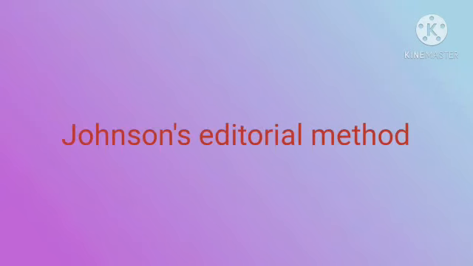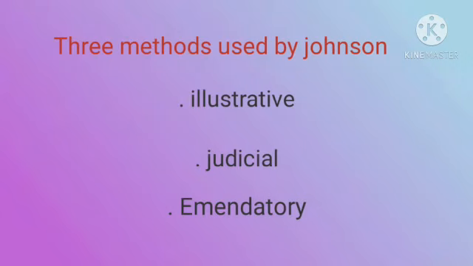Next we can discuss Johnson's editorial method. Johnson assessed all editions before writing his own edition, so he acknowledged all his predecessors for this in the preface. And he used three methods to analyze Shakespeare's work, that is, illustrative, judicial, and emendatory.